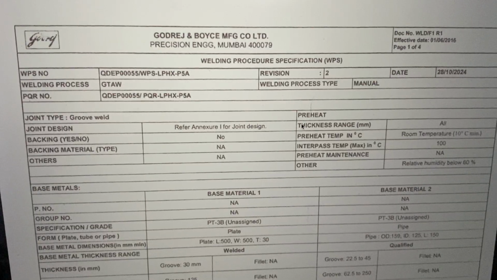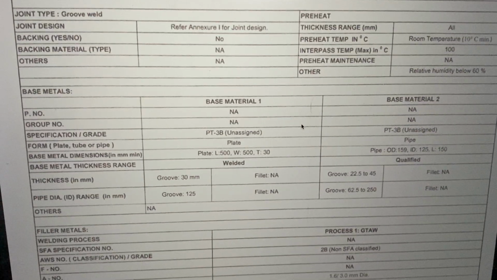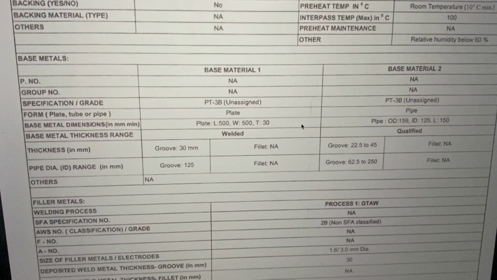The next essential variable is the base material. Now there are two materials which we are joining, so base material 1 and base material 2. There could be 3 materials. We can add one more column and have a tri-junction joint where 3 parts are coming together and getting welded in the given configuration. Now for each of these parts, we need to write the P number.